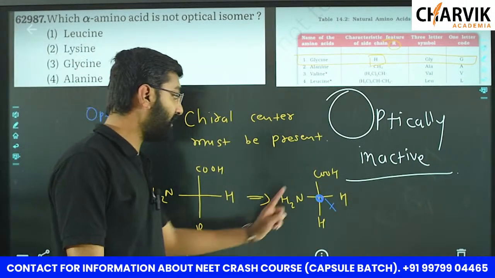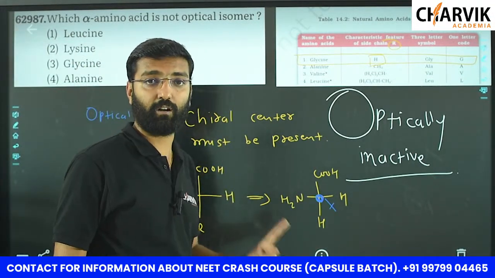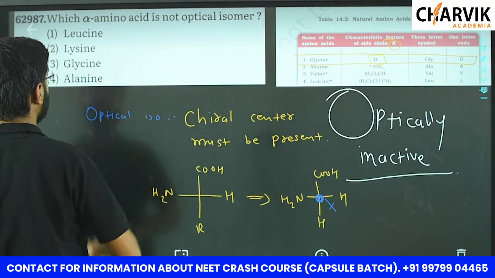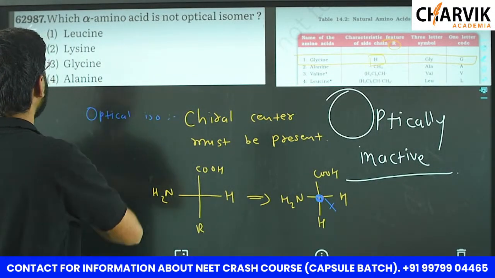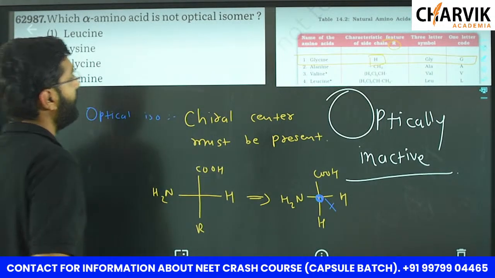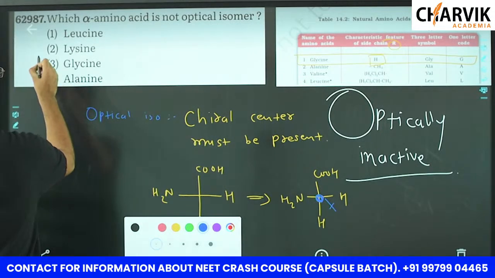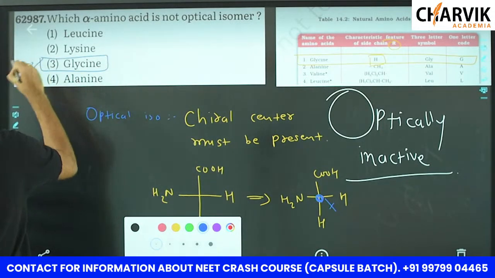Right? If chiral center is absent, then your compound is optically inactive. Lysine, alanine and leucine. Which one is optically inactive? Glycine. So your correct option is third. Glycine is your correct option.